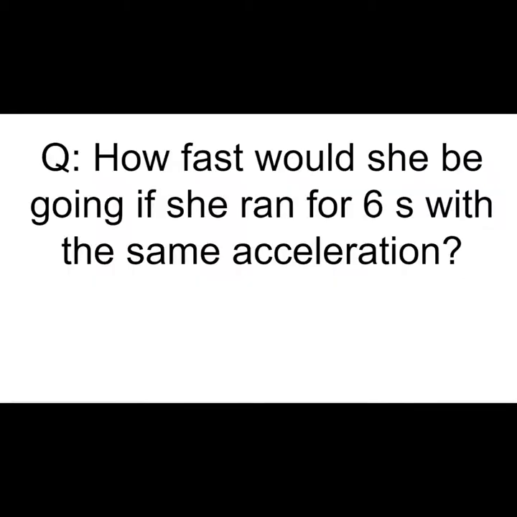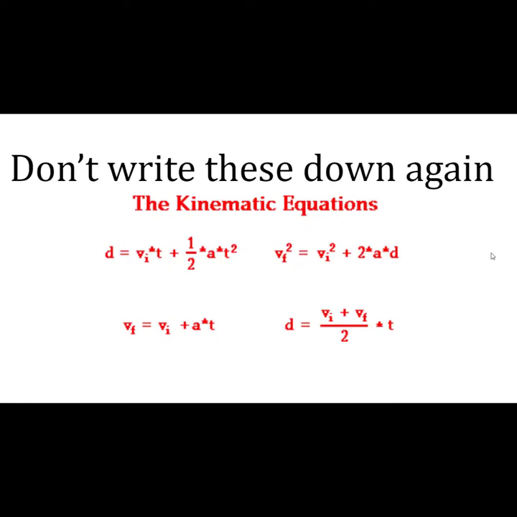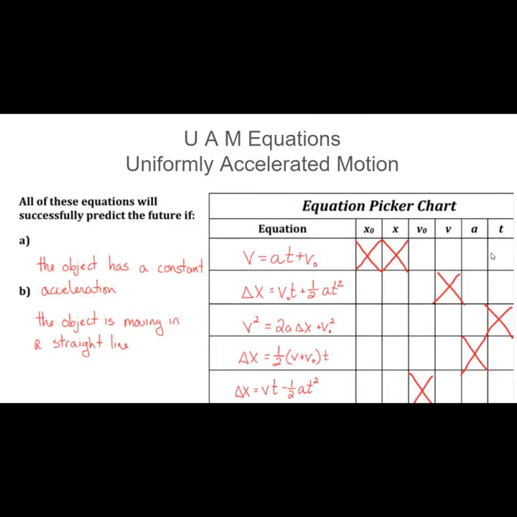So then I started thinking, how fast would Harriet be going if she ran for 6 seconds with the same acceleration? Well, I need some equations to help me make those predictions. Lucky for you, we have some. Now, I don't want you to write these down again, because there's actually a better form that I like in a nice little picker chart that I think is going to make your lives much easier. This is definitely what I would like you to write down. Recreate this exact chart, make it in a way that you can utilize it, because it's going to make your life better when you want to predict motion.